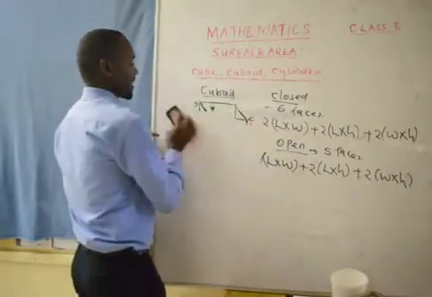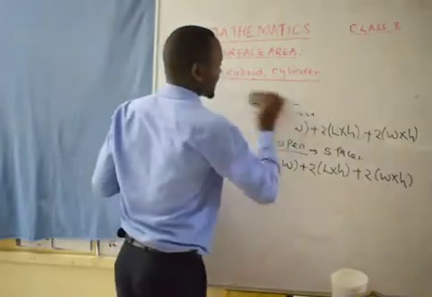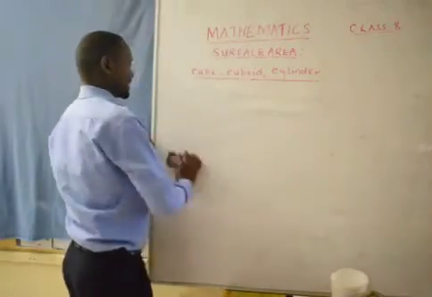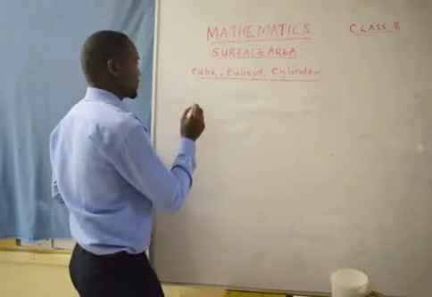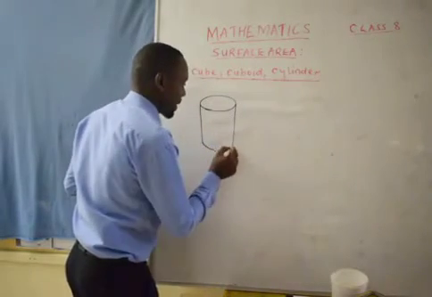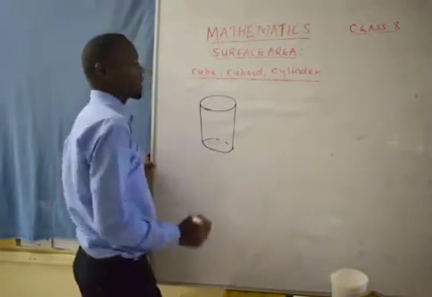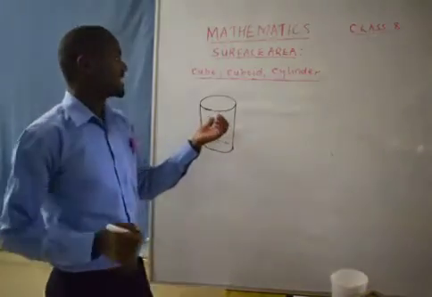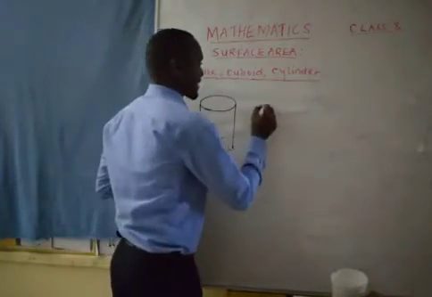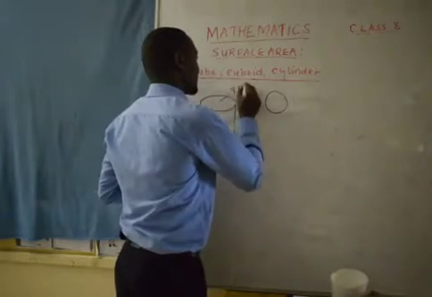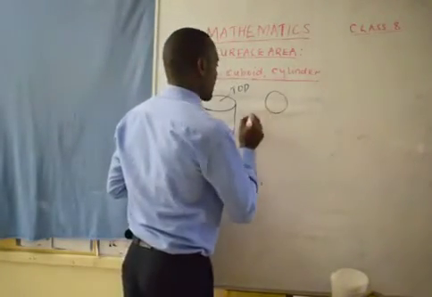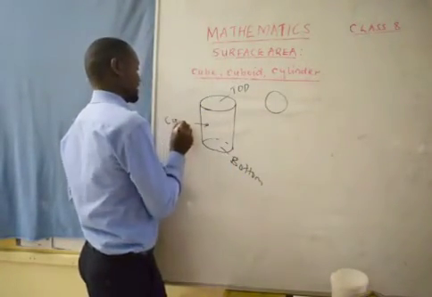Let's briefly look at a cylinder. Surface area of a cylinder. A cylinder is a circular-based prism, just as we had said in class 7. This one we looked at in class 7. A cylinder in class 7, we say that it has 3 faces. It has the circular top and the circular bottom. Then it also has the curved surface.